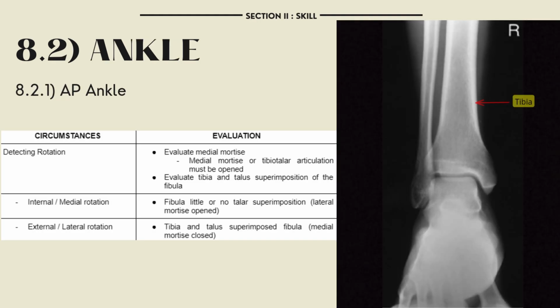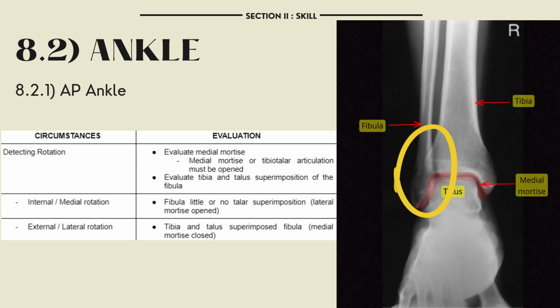Second is ankle. The medial mortise must be open in epi-ankle projection. Then, evaluate the tibia and talus superimposition of the fibula. If there is little or no superimposition, the ankle is internally rotated. If the medial mortise is closed, the ankle is externally rotated.